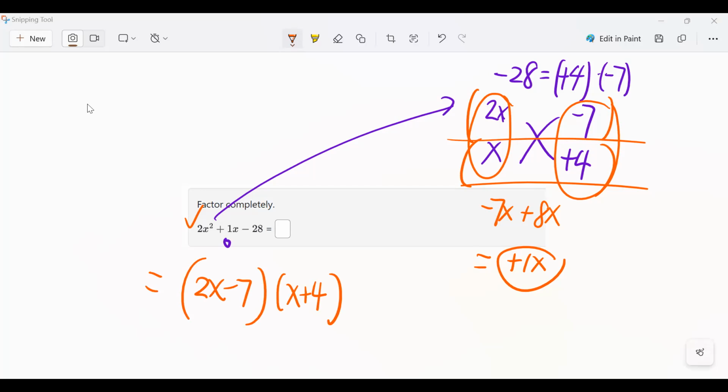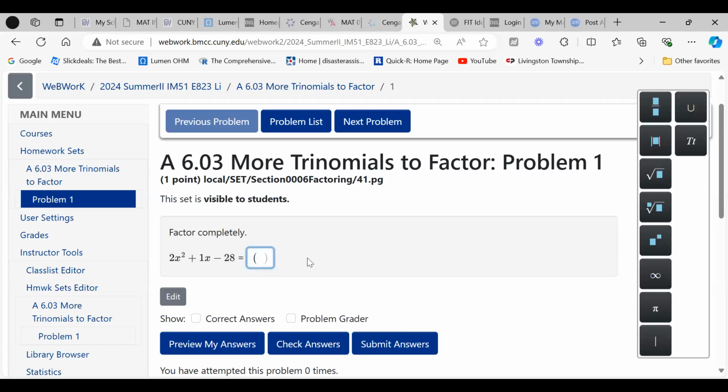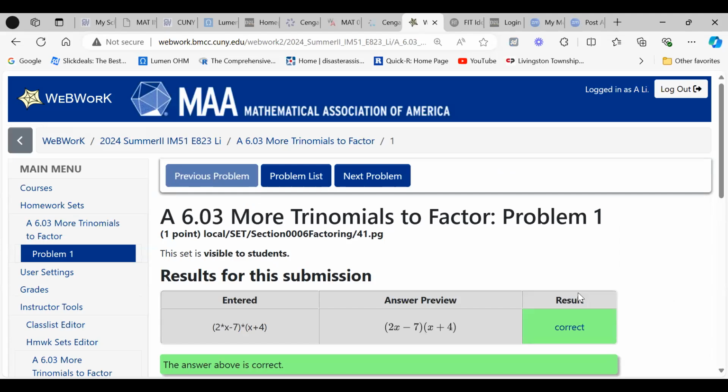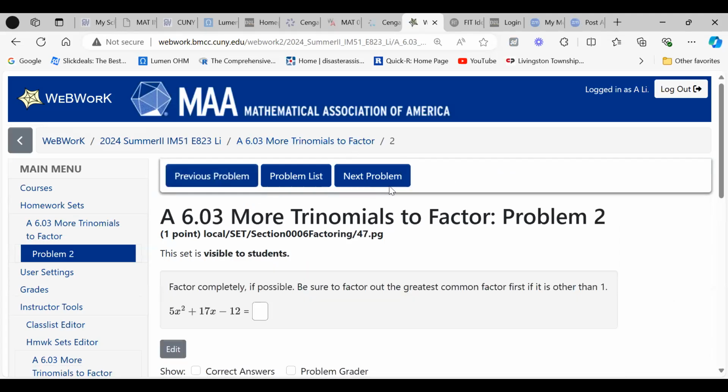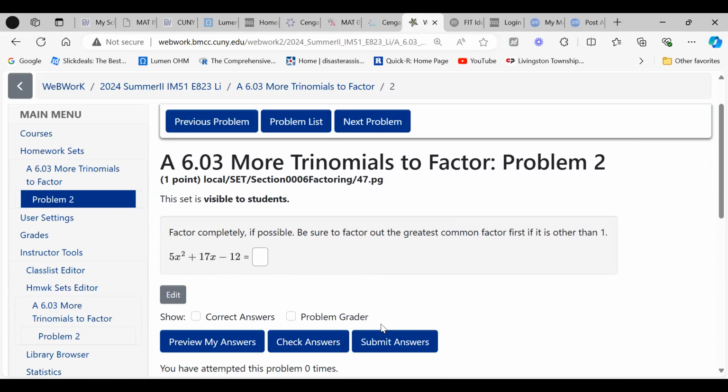Any question about this? No question? Okay, very good. 2x minus 7, x plus 4. For me, that's the correct answer, right? I'd like to try one of them. Let's see. You try this one, see if you can get it.